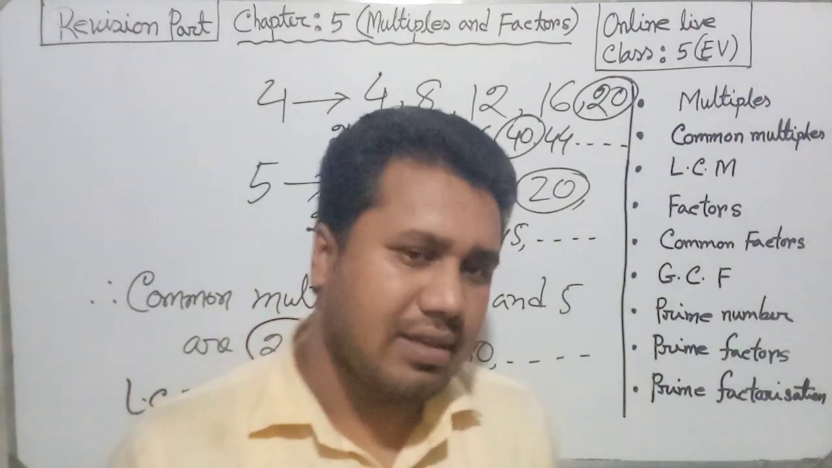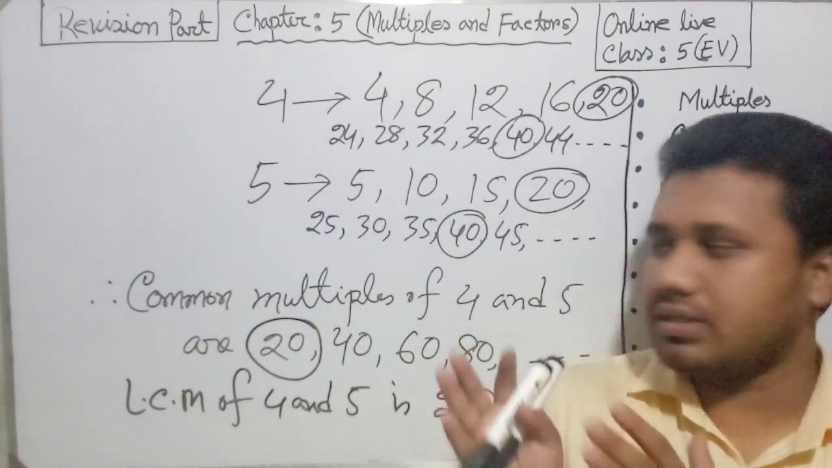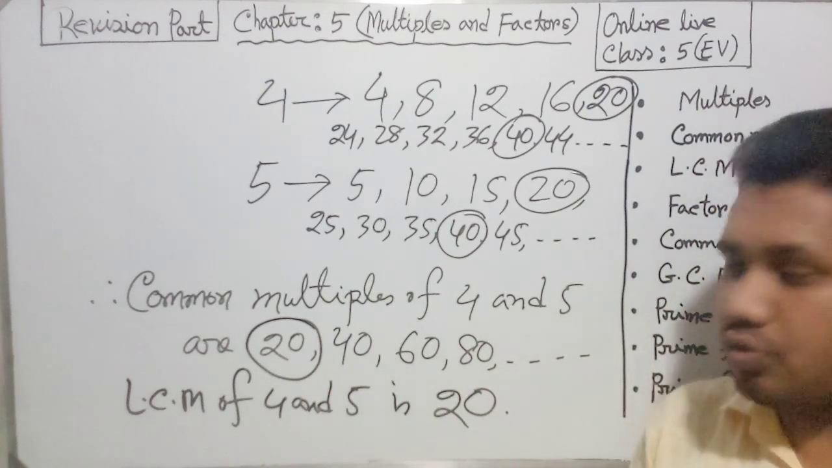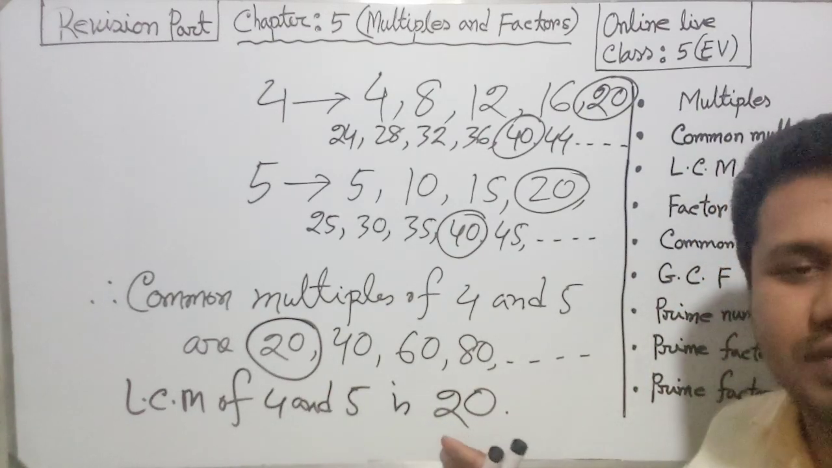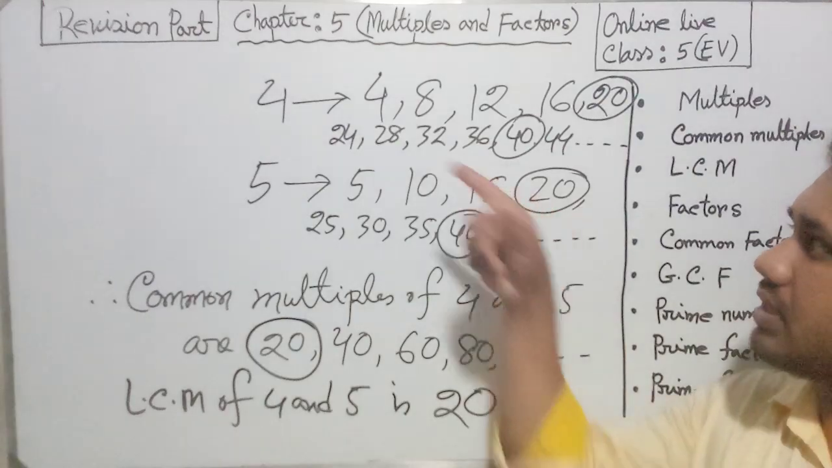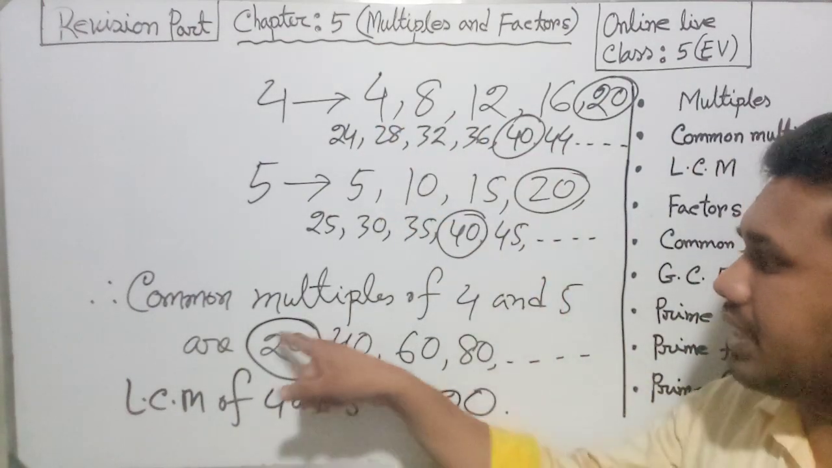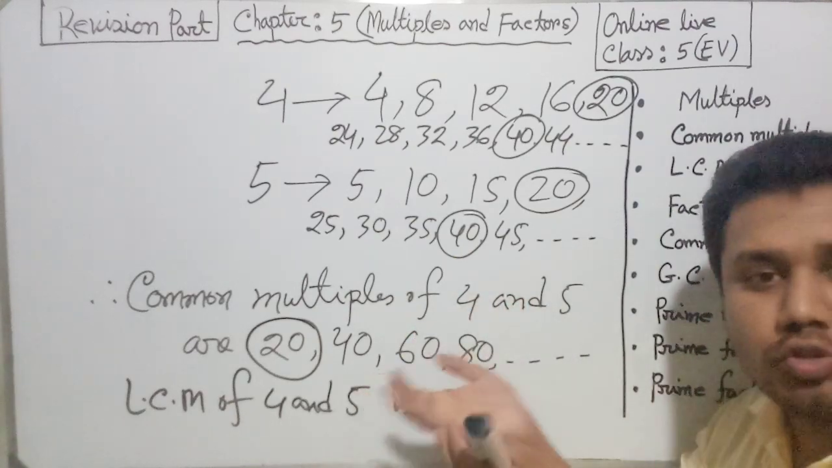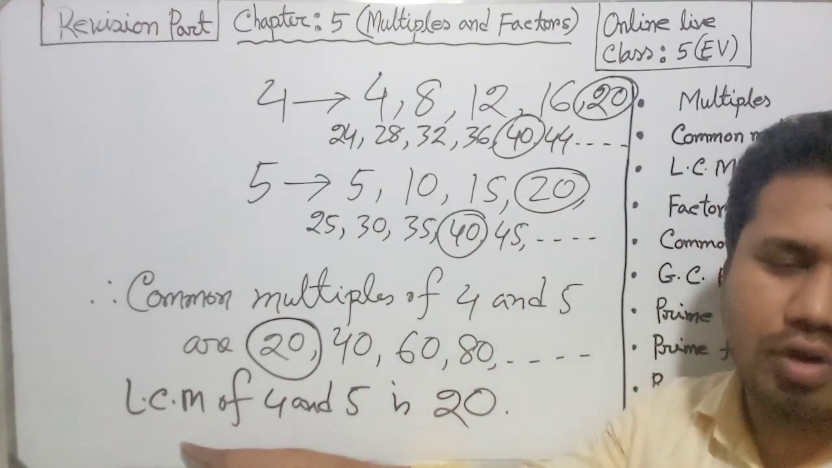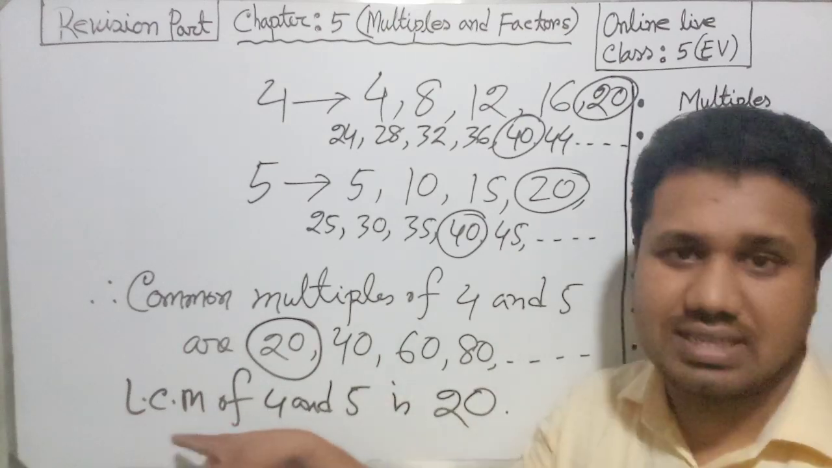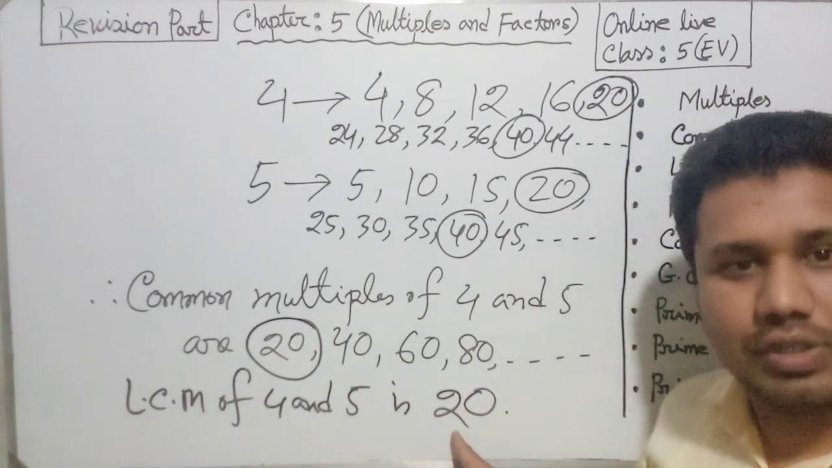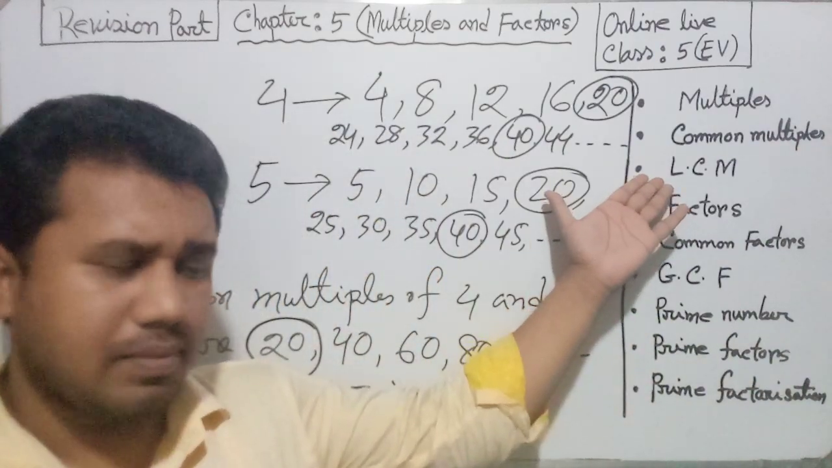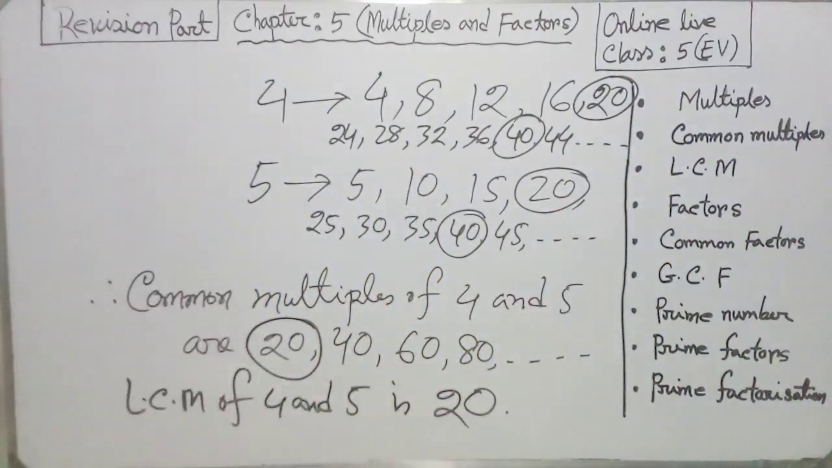So LCM means least common multiple, that means the smallest common multiple. This will be our answer: the LCM of 4 and 5 is 20. At first we write the multiples separately, then the common multiples, then we search for the smallest common multiple, the least common multiple. This is called LCM in short, and this is our 20. So now we will be able to solve LCM. Now dear students, we will go to the factors.